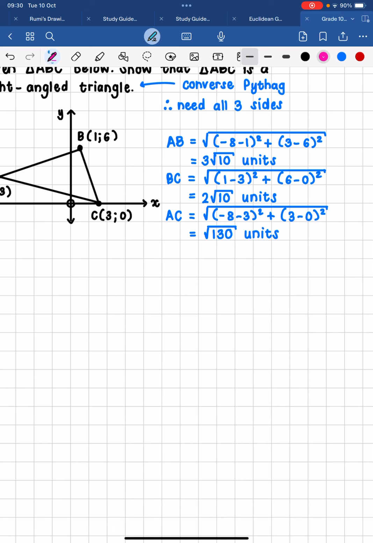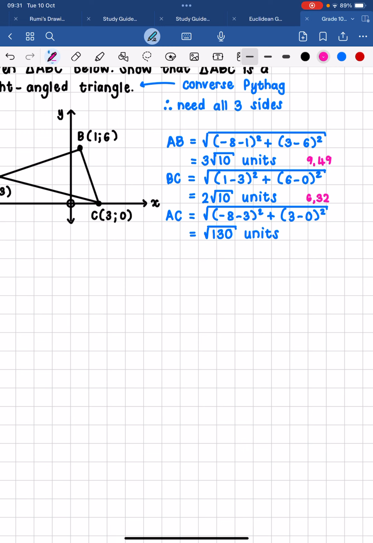If you want to, we don't have to, but you can calculate 2 root 10 as well. That's 6.32. Again, why did I not need to calculate this one? Because I know that this one is not the longest side. AB is definitely longer than BC. So that's why I said we don't have to calculate this one, but you can if you want to.